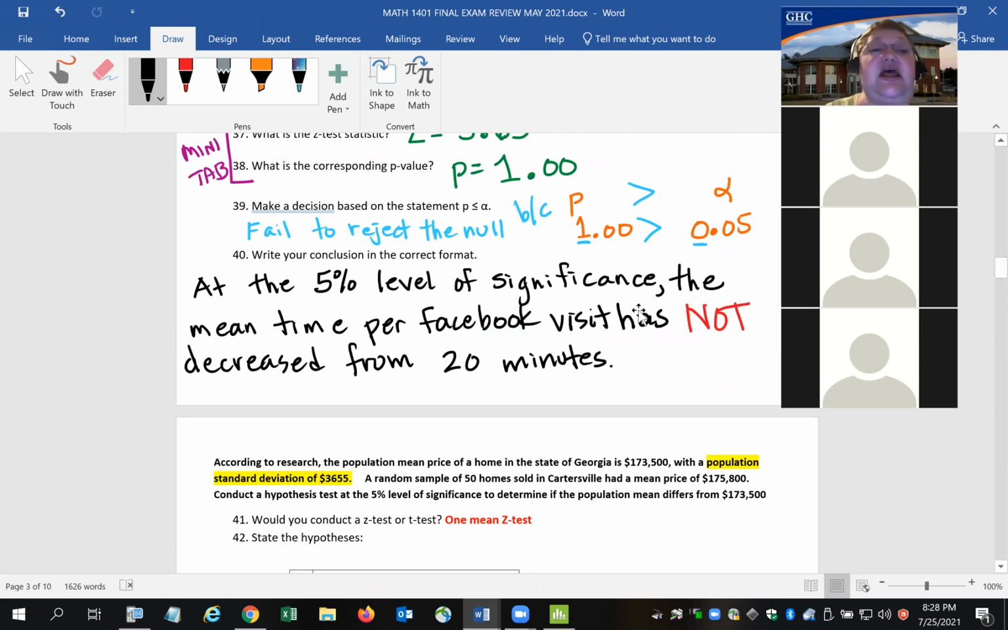Now, there's other ways to say that. We could have said the mean time per Facebook visit has increased. I mean, that's what not decreased implies. So you could have said has increased. So there's different ways to word it. So I know that those questions on the final are multiple choice. I think you get 2 choices. So it's going to be a lot more of think through the process. I can't just give you one pat answer for that.